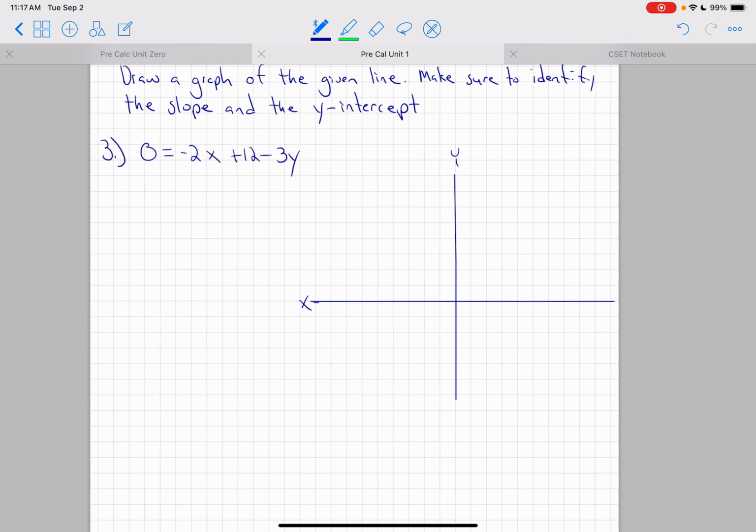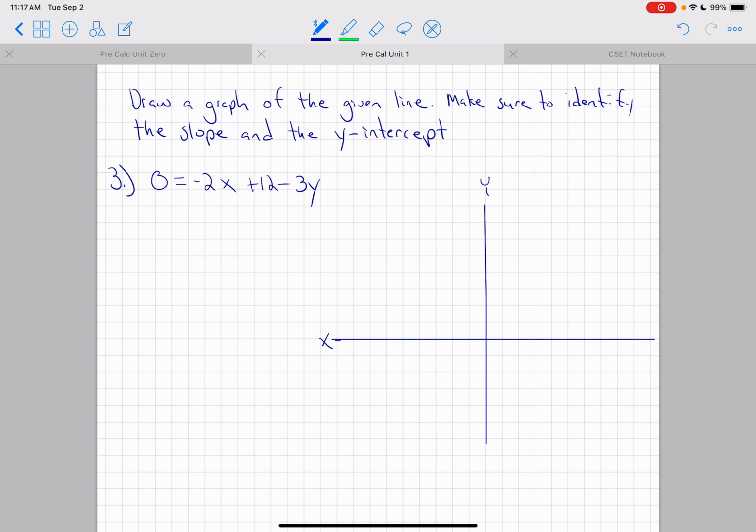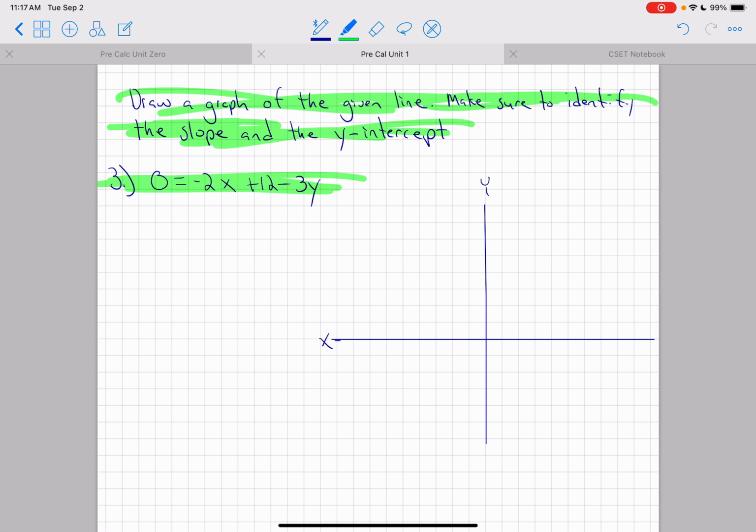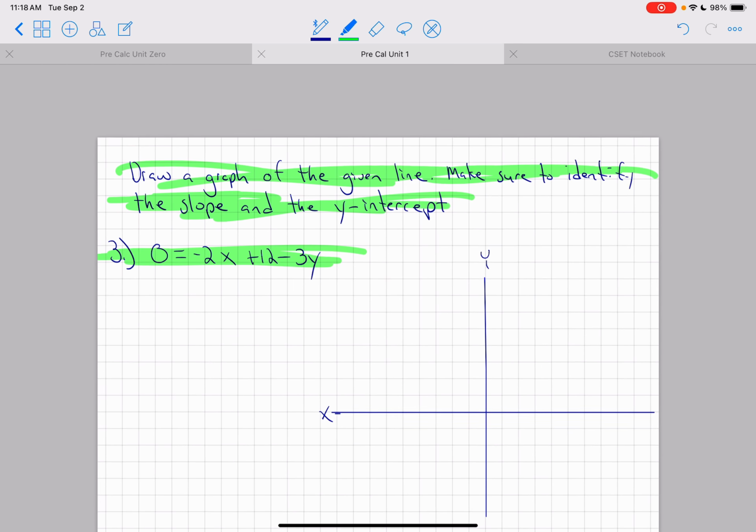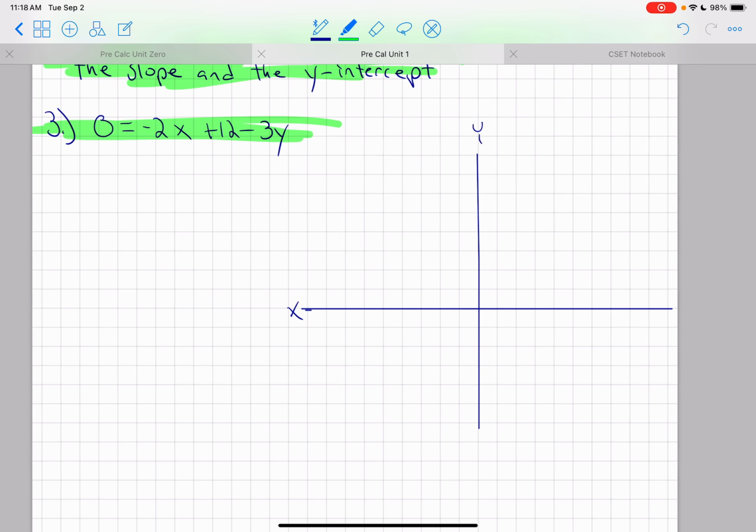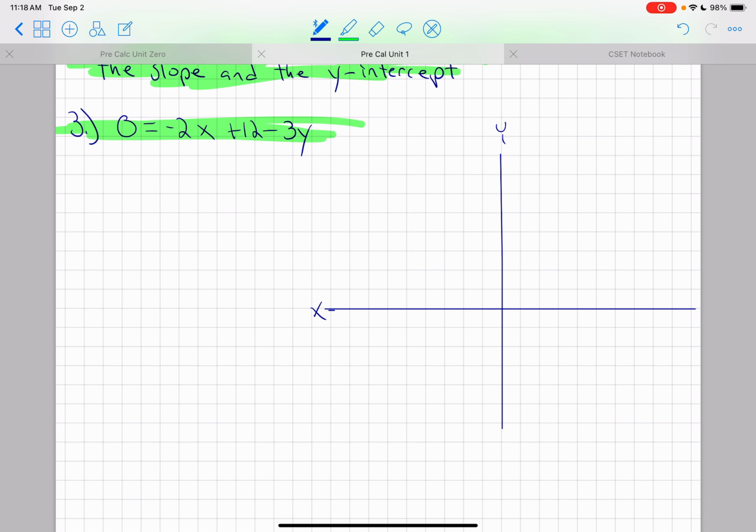All right, last review question. Draw a graph of the given line. Make sure that you identify the slope and the y-intercept. So here's your line. Why don't you do what you have to do with that to put it into y equals mx plus b form, and then graph it. Boom. You paused, you did that. Now let's see how I would do this.